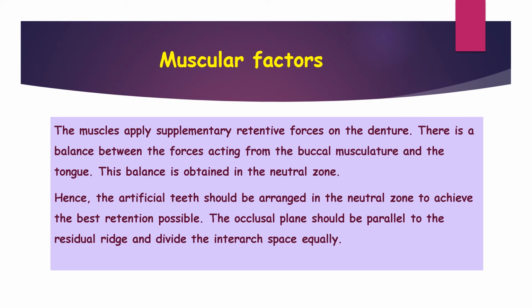So coming to the muscular factors, the muscles apply supplementary retentive forces on the denture. There is a balance between the forces acting on the buccal musculature and the tongue. And this balance is obtained in the neutral zone. Hence, the artificial teeth should be arranged in the neutral zone to achieve the best retention possible. The occlusal plane should be parallel to the residual ridge and divide the interarch space equally.